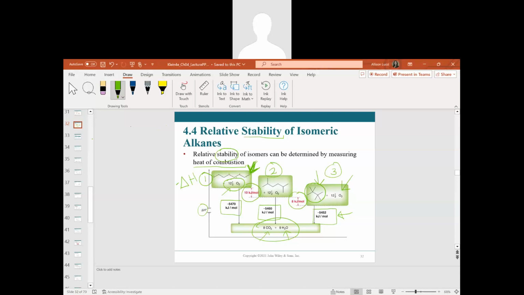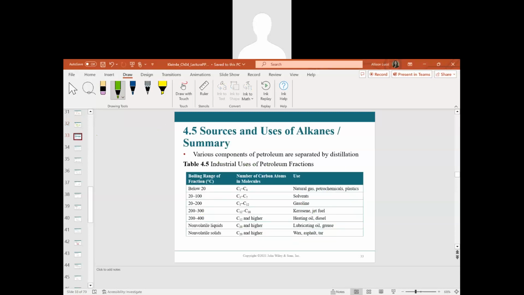So let's move to the second part of this presentation. Section 4.5, we're going to look at some of the uses of alkanes. You may be familiar with petroleum products and the fact that they are separated through distillation. Based on their physical properties of boiling point, we can separate these different hydrocarbons through fractionation, through distillation. So we get these different fractions as we get higher and higher in boiling point.